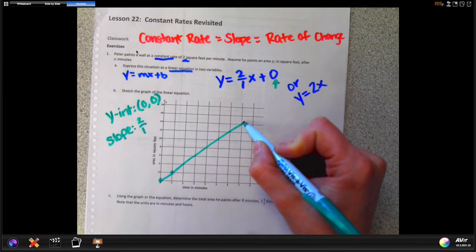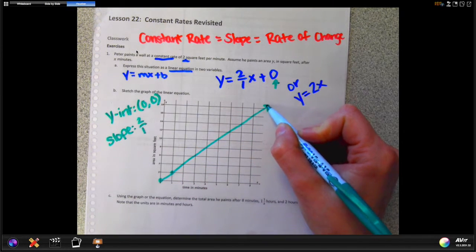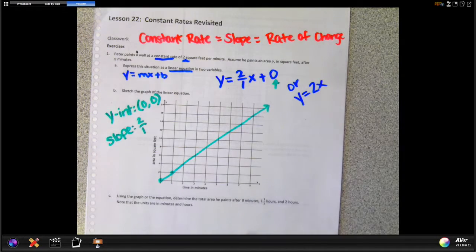We should use a ruler, although I'm not, because I don't have one available right at the moment, all the way through the graph. And you want to make it all the way through because the following questions usually have to do with using that graph then on numbers that are not these first two. So as I just said, the next question says, using the graph or the equation, determine the total area he paints after 8 minutes, 1.5 hours, and 2 hours.